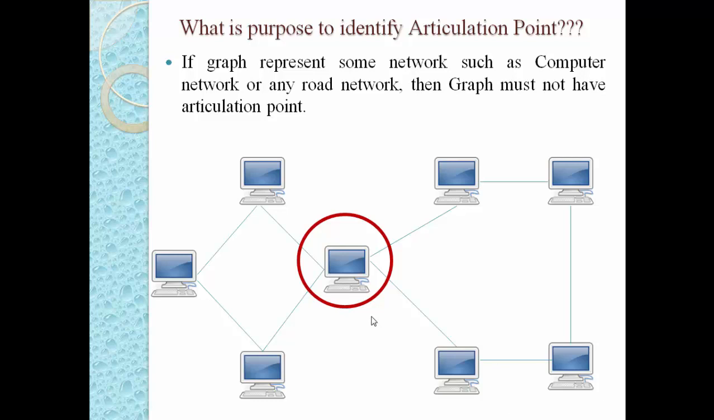Once we identify the articulation point of the graph, then the solution is very easy. We just have to connect both the components through a node other than the articulation point. So for example, this is the articulation point, then we have to connect both the components through a node other than this articulation point. For example, if we connect this node and this node, at that time there is no articulation point in this graph.